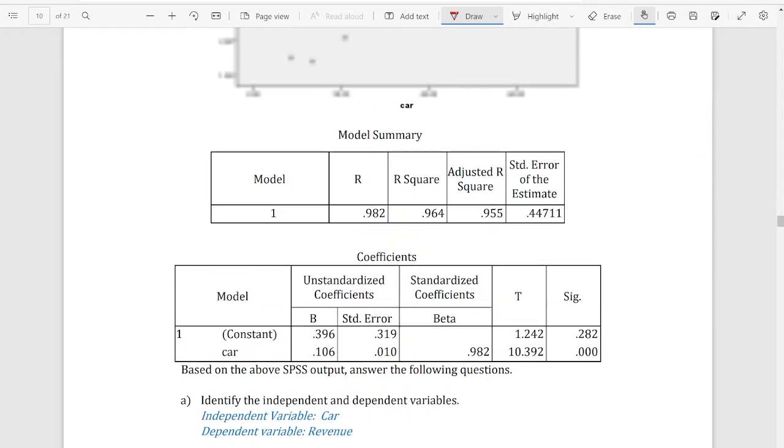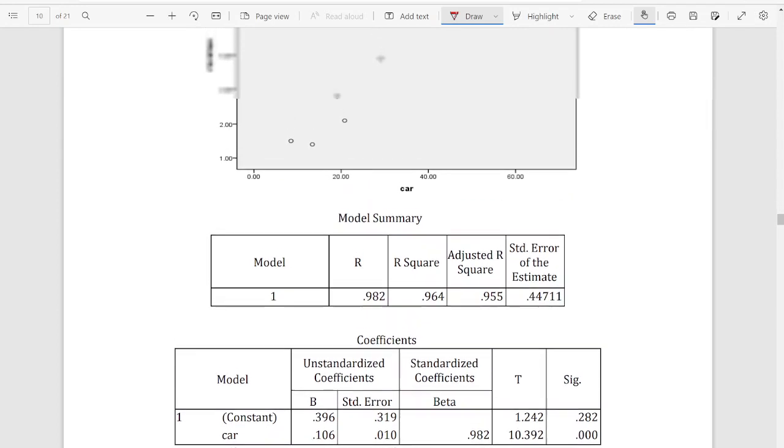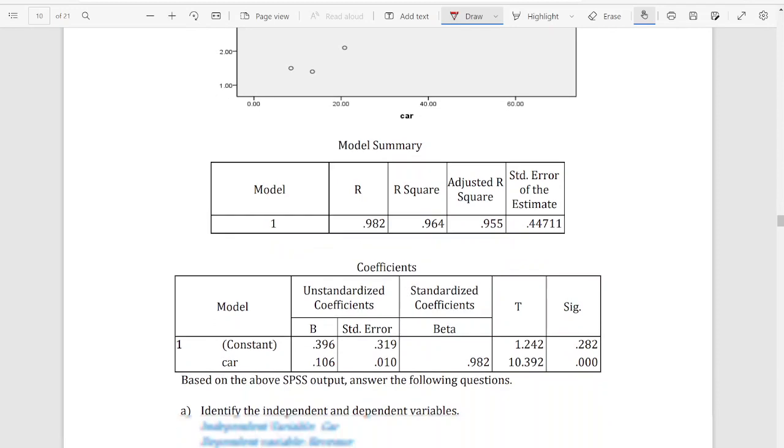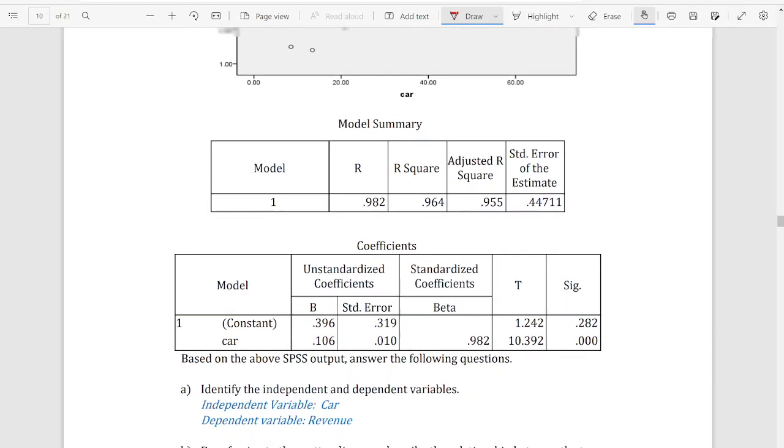Okay, so you get the model summary, this one. You can see that model 1, R is the correlation. And R square, we will touch on what R square is later. Okay, adjusted R square you don't need to know much, it is just an adjusted version of the R square, just to look at its impact. And then you have the standard error of the estimate. And then the second one you have the coefficients. Okay, the coefficients are for us to build our regression equation.